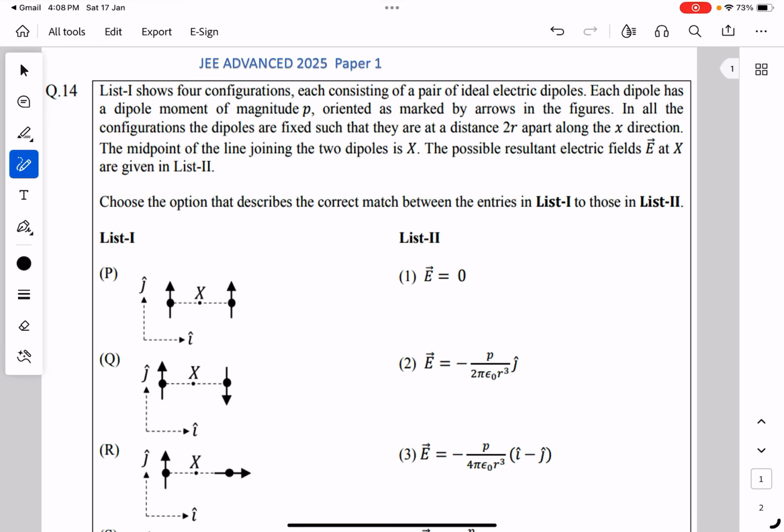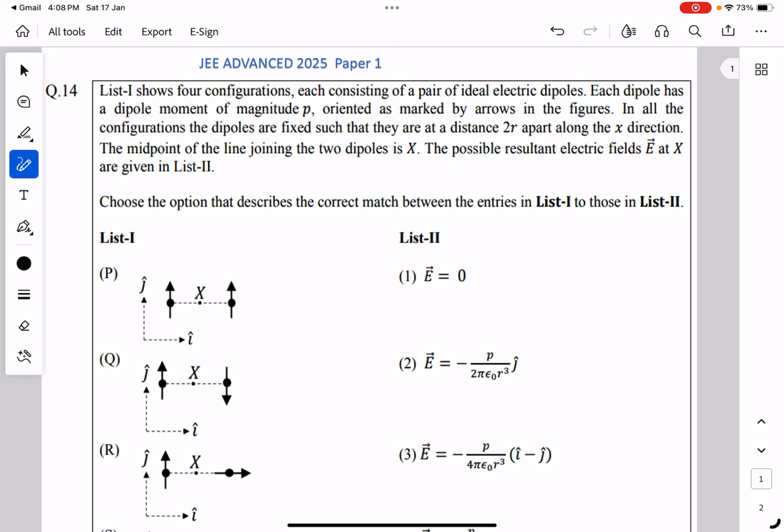Hi everyone, let's take up a question from JEE Advanced 2025. List 1 shows 4 configurations, each consisting of a pair of ideal electric dipoles. Each dipole has a dipole moment of magnitude p, oriented as marked by arrows.